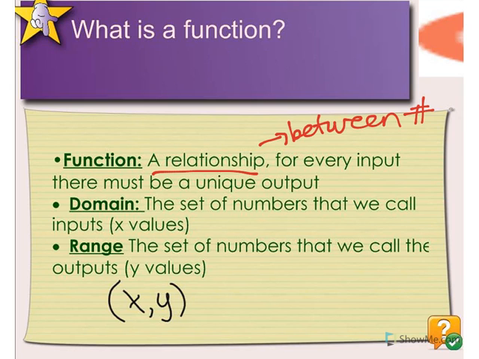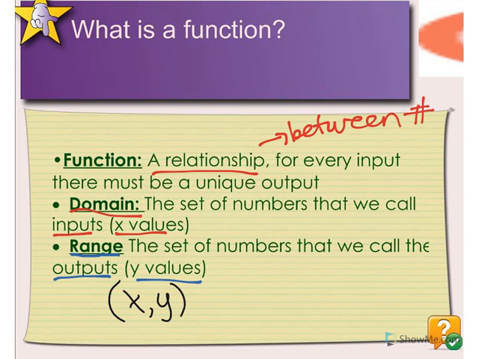The domain is part of a function. The domain we also call inputs and x values. We'll be able to switch out how we say that. Those are 3 different words that mean the same set of numbers. So a set of numbers could just be the set 1, 2, 3. It could be an infinite set, but it is the set that we're going to put into our function, or the x values of our function. The range is the set of numbers that we call the outputs, or the y values. We'll be able to interchange the name for that.